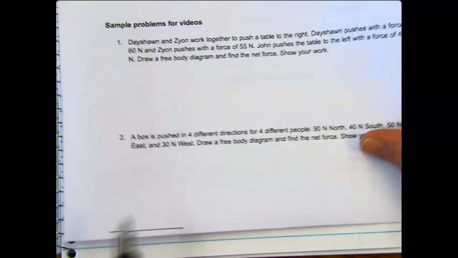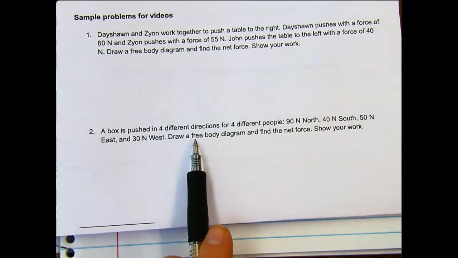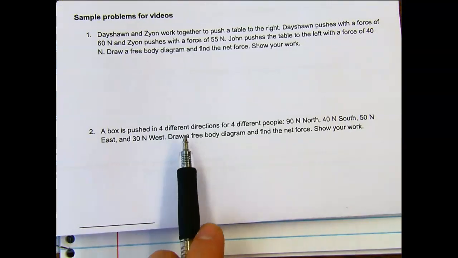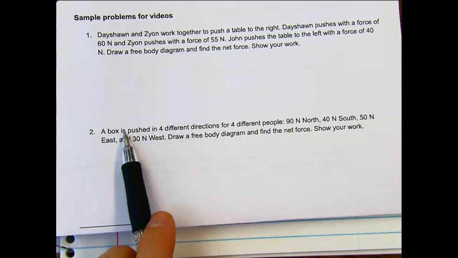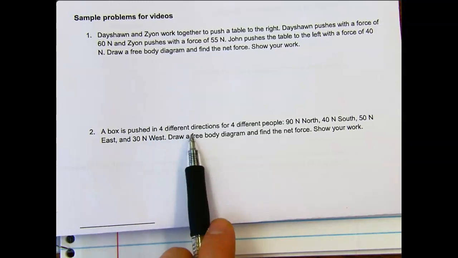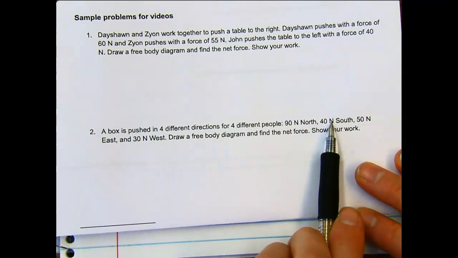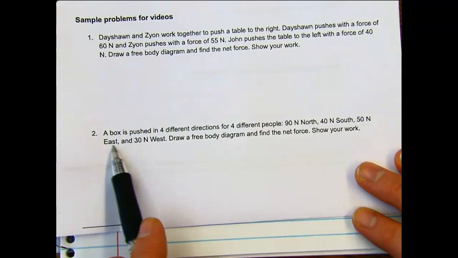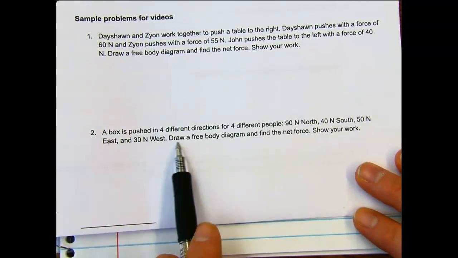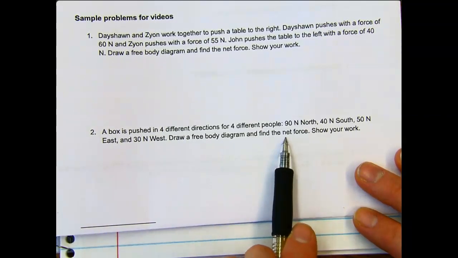All right, let's do maybe one more real quick. So let's talk about one where you might have a net force in both the x and the y direction. So a box is pushed in 4 different directions: 90 newtons north, 40 newtons south, 50 newtons east, and 30 newtons west. Draw a free body diagram, find the net force.